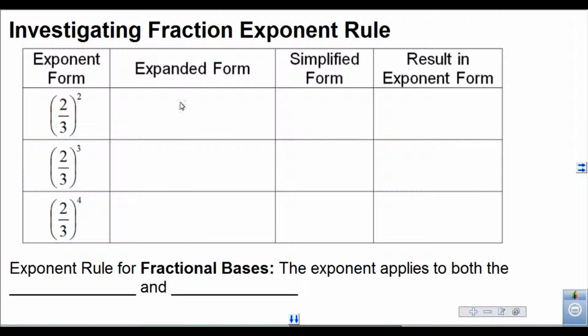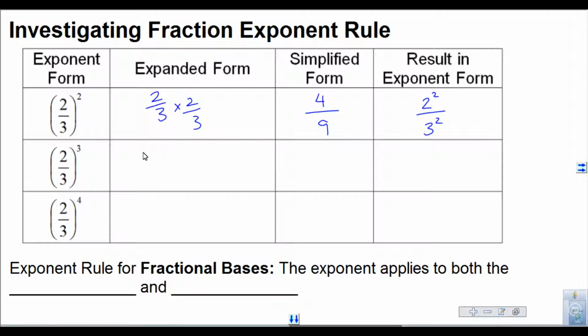Now the last rule that we'll look at is the fraction exponent rule. So 2 over 3 squared, well that just means 2 over 3 times 2 over 3. Now to multiply fractions, remember we just need to multiply the numerators and then the denominators separately. So 2 times 2 makes 4, and 3 times 3 makes 9. Now 4 can be written as 2 squared. That's 2 times 2 makes 4, right? And 9 can be written as 3 squared, because 3 times 3 makes 9.